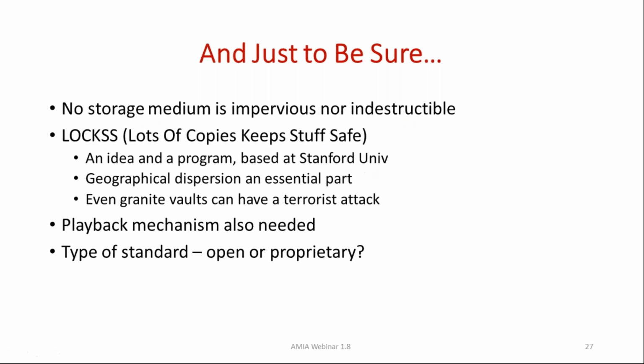Clearly, if I had data in New Orleans back in the time of Katrina, I would want something stored at least 100 miles away, north of there, or away from the seashore. So yeah, keeping data in 2 different physical locations is always a good thing to do. Geographical dispersion is an essential part of a long-term storage plan, because even granite vaults, which can't be destroyed by atomic bombs, can have a terrorist attack. Somebody could get in there and do something stupid.